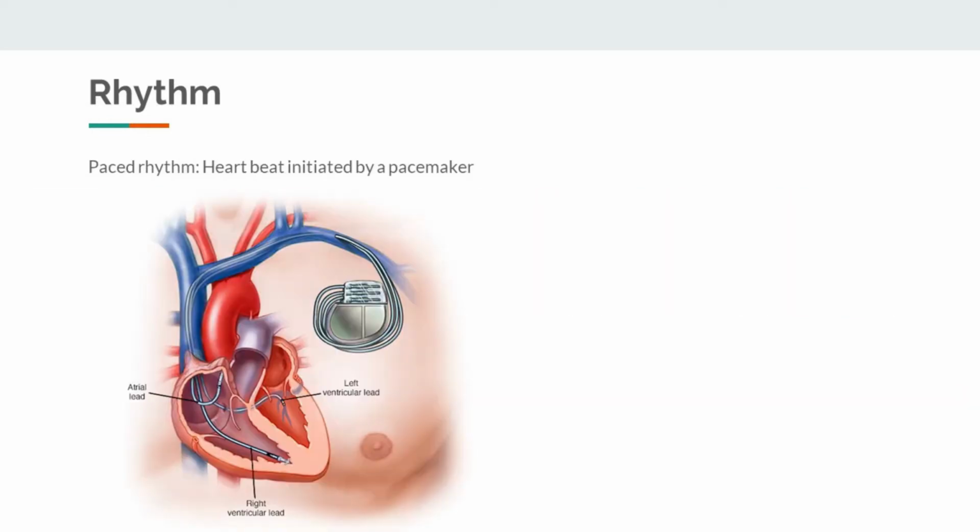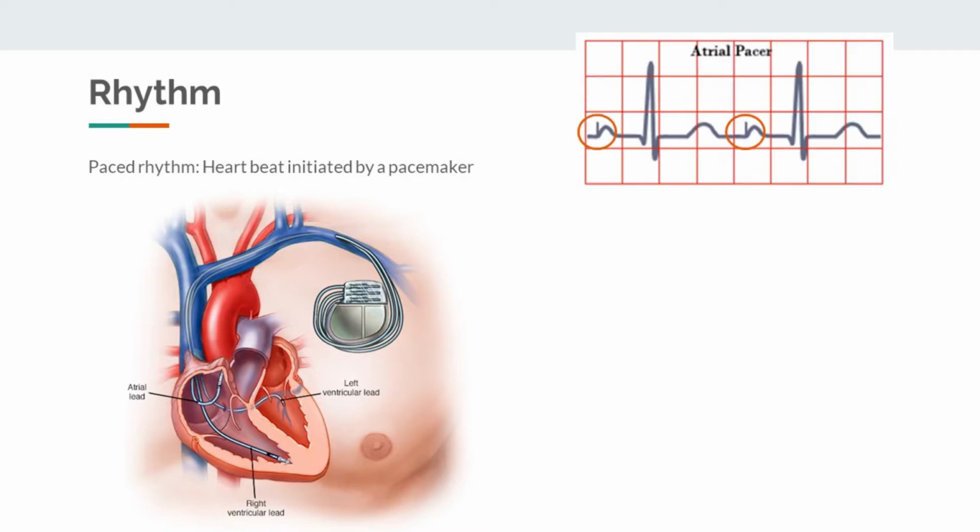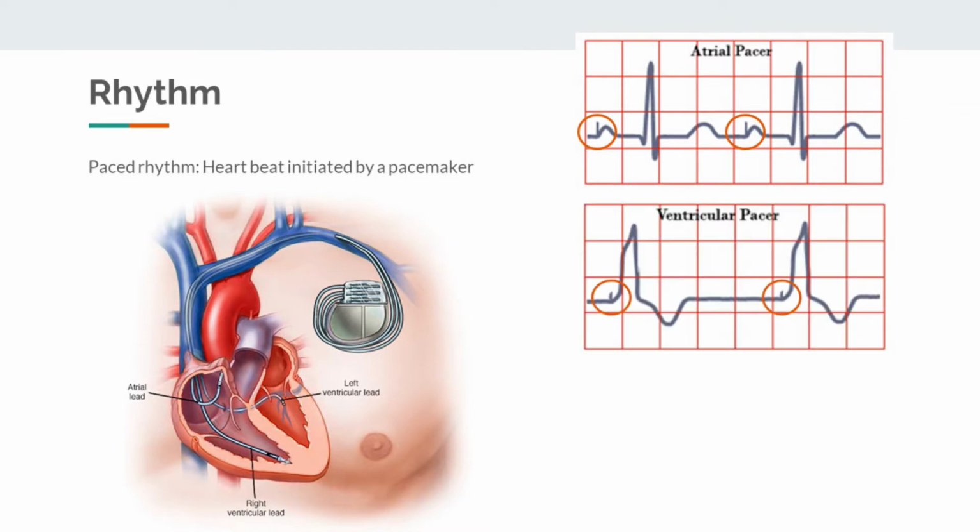If the patient has a dysfunction somewhere along their conduction system, an artificial pacemaker may be placed to take over initiating the heartbeat. On the EKG, this will be seen as what's called a paced rhythm. Patients may be atrially paced, where you will see a pacing spike just before the P wave, or they may be ventricularly paced, where you see the pacing spike just before the QRS complex.